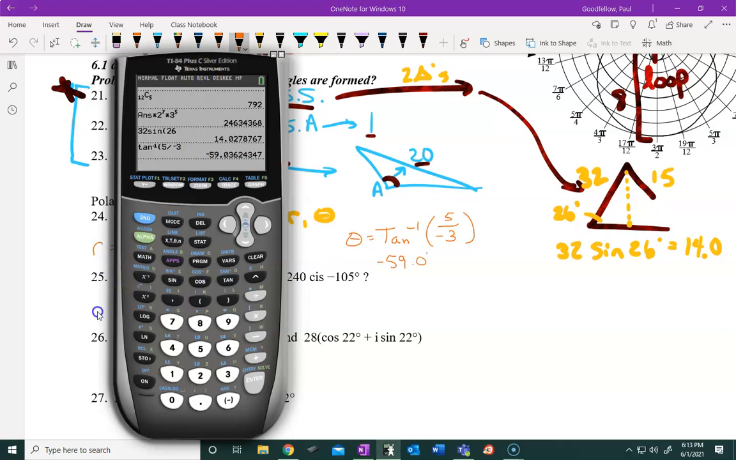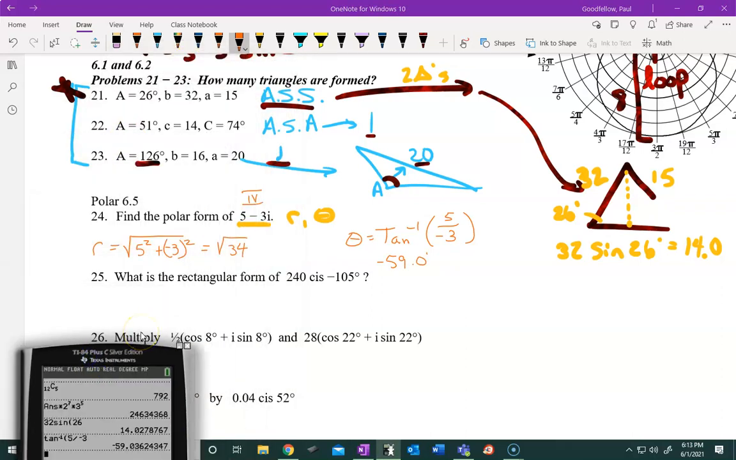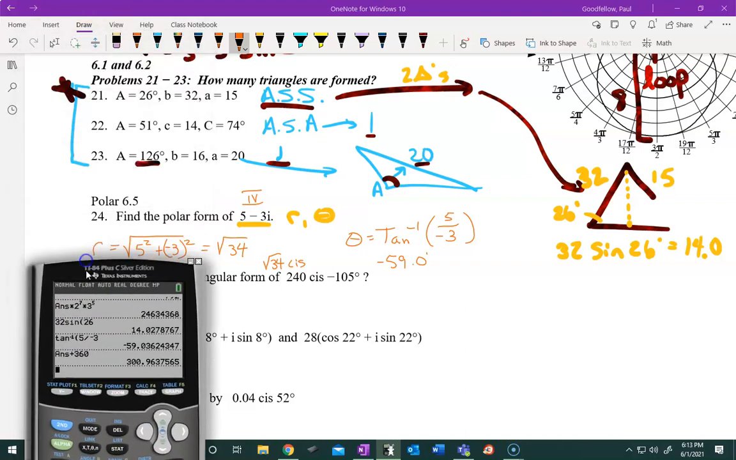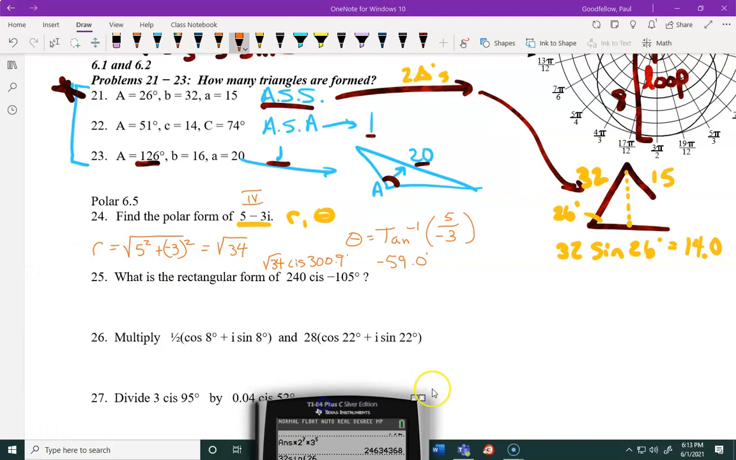Now, I don't think they're going to like that cis formula being written with a negative, so it'll be square root of 34 cis of, now this in positive terms, if I added 360 to it, I would get 300.9 degrees. And that would be your answer. 301, close enough, okay? Going back to rectangular, you would want to just do some distribution.